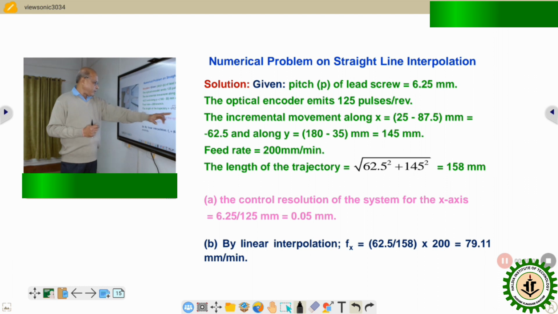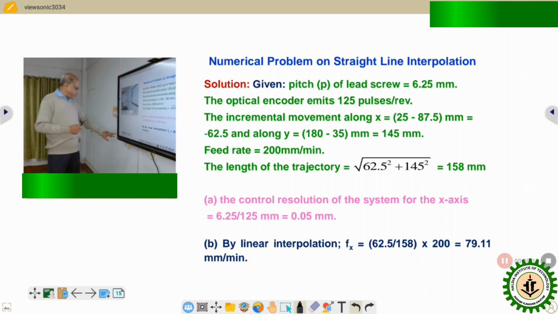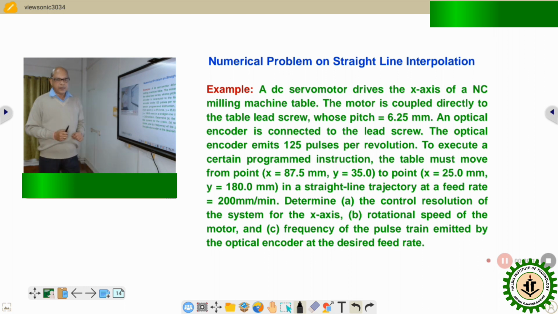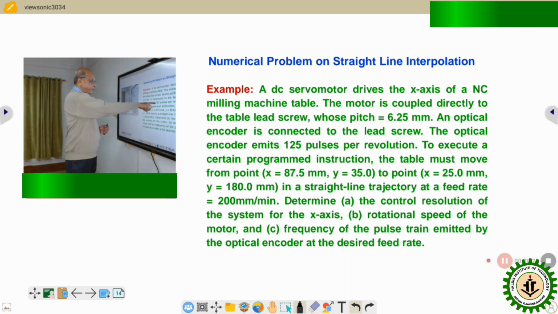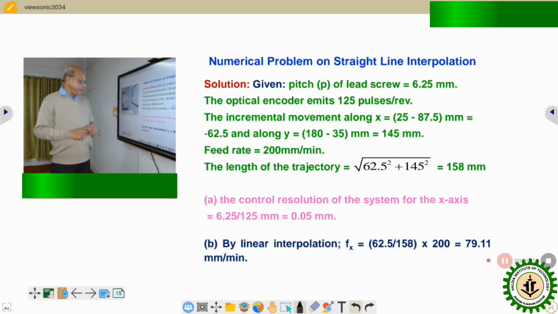So the control resolution of the system for the x-axis will be 6.25 by 125 millimeter, that is 0.05 millimeter, because the lead screw pitch is given as 6.25 millimeter and the positional displacement is monitored by the encoder having 125 pulses per revolution. So for one pulse, what would be the distance that can be measured? 6.25 by 125 yields 0.05 millimeter. And the way we had deduced for linear interpolation, delta x by Fx equal to delta y by Fy equal to L by F, that is exactly what is used in the case of the x-axis to obtain Fx, which yields 79.11 millimeter per minute.